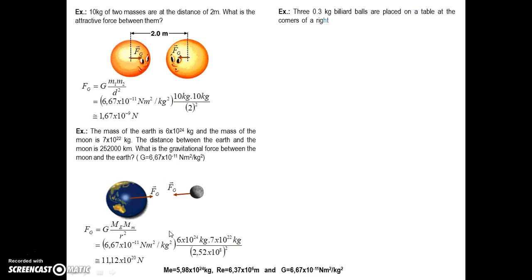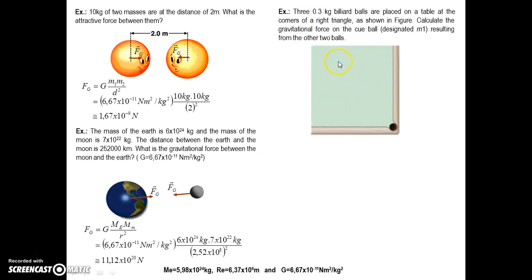This next example is your homework. In this example there are 3 billiard balls, mass 1, mass 2 and mass 3. The masses are the same, 0.3 kilogram. These are placed on a table at the corners of a right triangle as shown in the figure. Calculate the gravitational force on the cue ball, mass 1, resulting from the other 2 balls. We need to know the resultant force on mass 1. The distances between them are 0.4 meter, 0.5 meter and 0.3 meter.